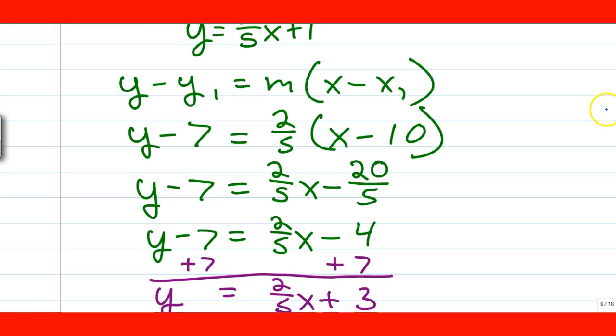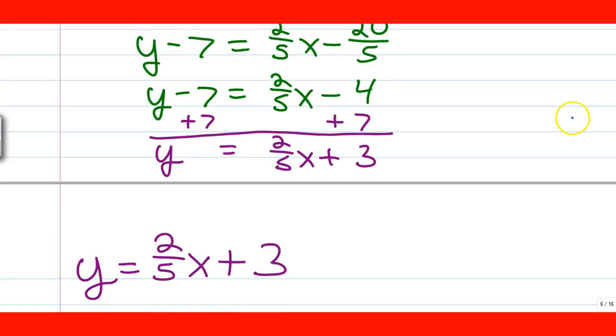So we end up with y minus 7 equals 2/5 times x minus 10. Let's start by simplifying, so I'll distribute that 2/5 through the parentheses. I end up with 2/5 x minus 20 over 5. Now I need to move that 7 away from the y, so I'm going to come back here and I'm going to add the 7 to both sides.